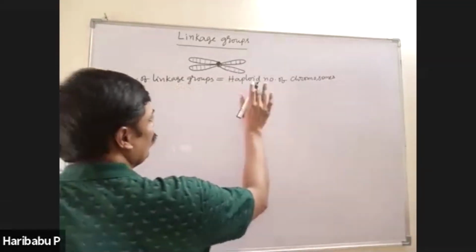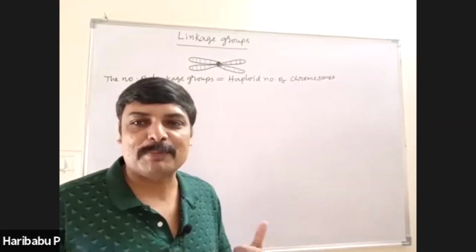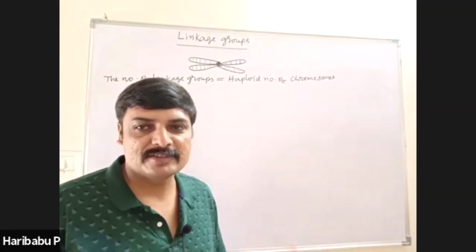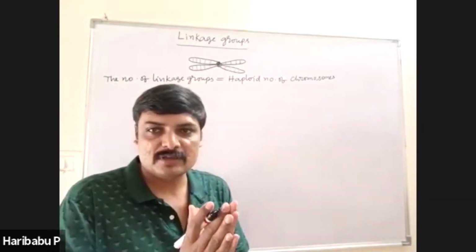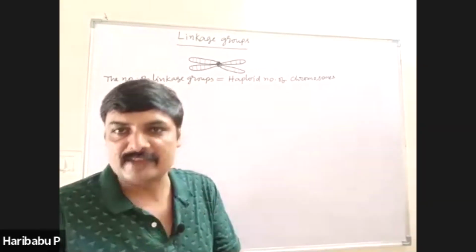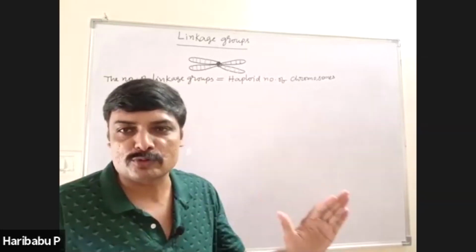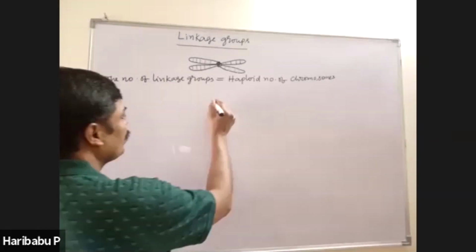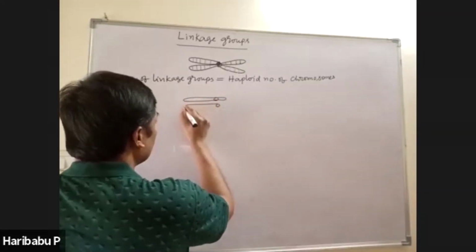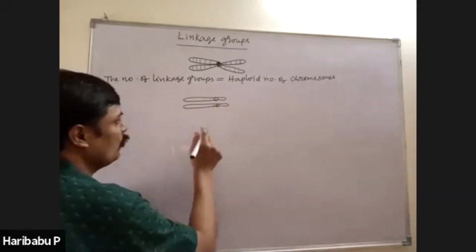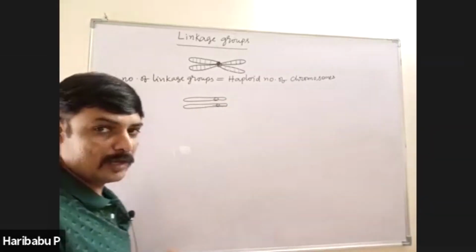Why is the number of linkage groups equal to its haploid number? Because in all diploid organisms, chromosomes occur in pairs. Each pair is called a homologous pair of chromosomes. For example, I am drawing one homologous pair. This is one homologous pair of chromosomes.